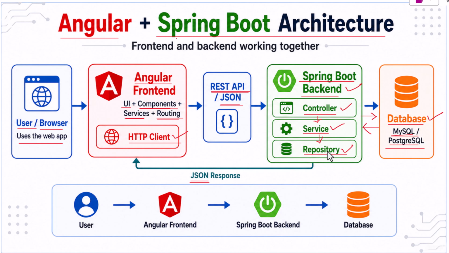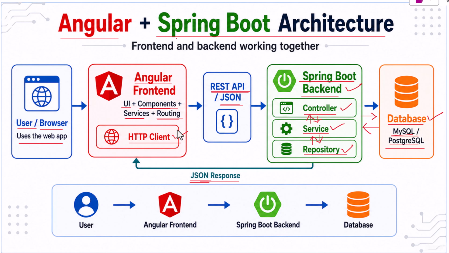The repository returns it to the service layer. The service layer applies any required business logic and returns the result to the controller. The controller prepares the HTTP response and sends it back to Angular as JSON. Now Angular receives the JSON response. Angular updates the user interface based on that response. For example, it may show a list of records, display a success message, show validation errors, update a table, or navigate the user to another page.